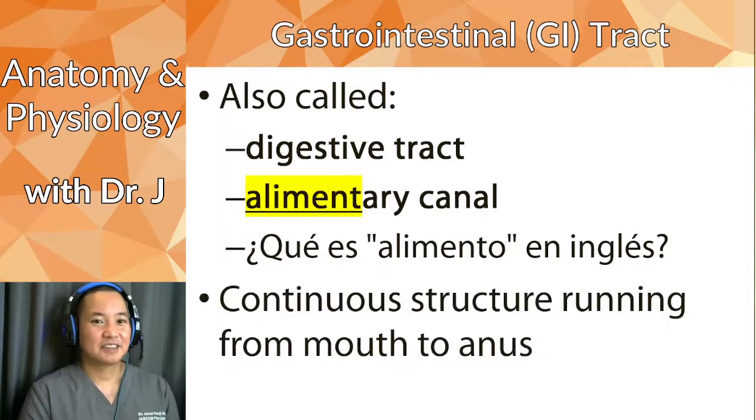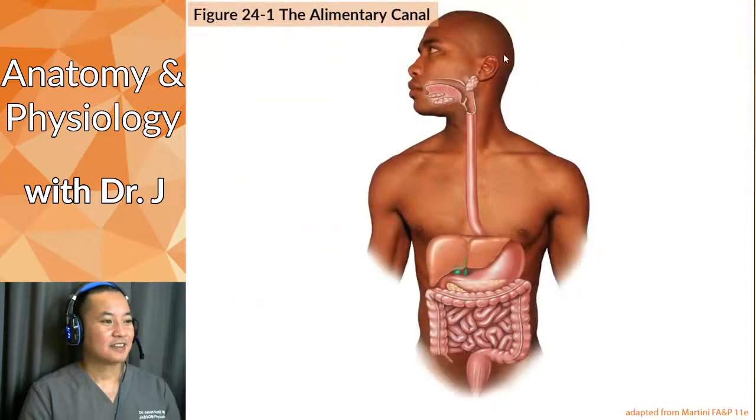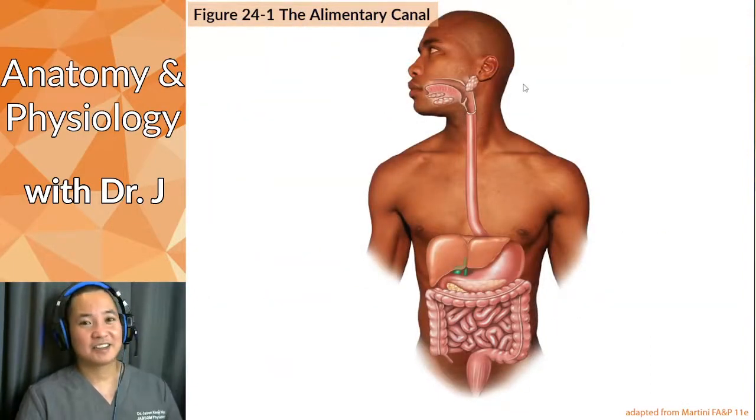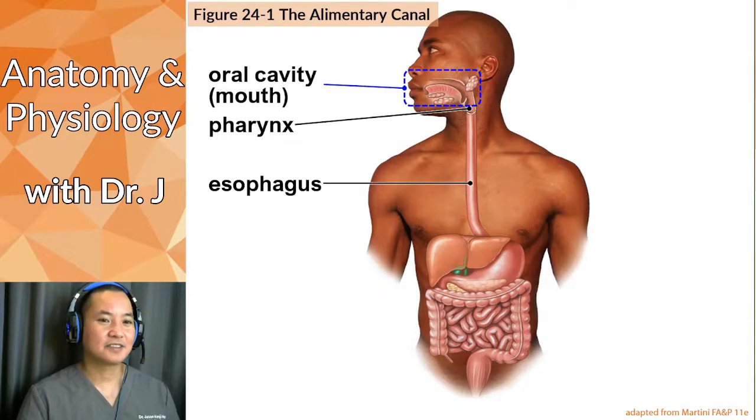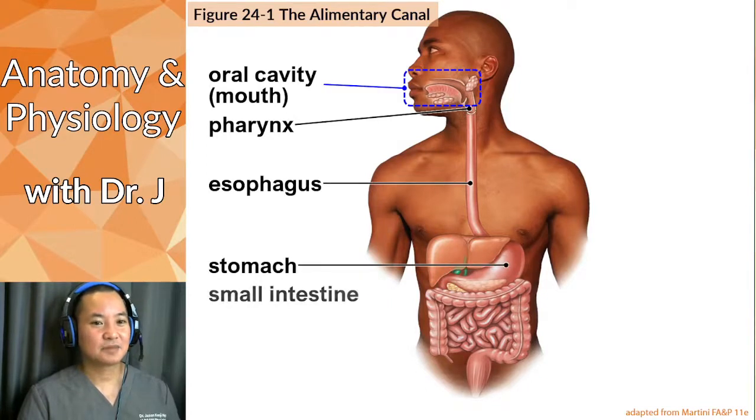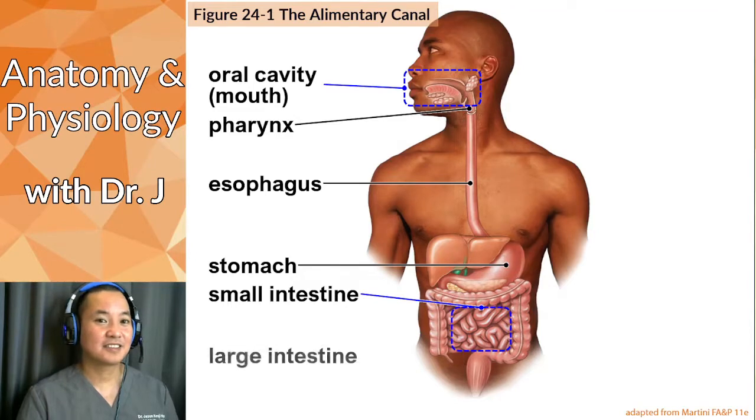Now, what is the alimentary canal? What is the GI tract? So the GI tract is a continuous structure, and it's basically a tube that runs all the way from your mouth throughout your body and then eventually ends up at your anus. Now, what we have here is the alimentary canal, and in order, you start at the mouth, and then the next structure is the pharynx, then you go to the esophagus, then the stomach, then the small intestines, next is the large intestines, and then it ends up at the rectum, and finally whatever's undigested ends up being expelled from your anus.